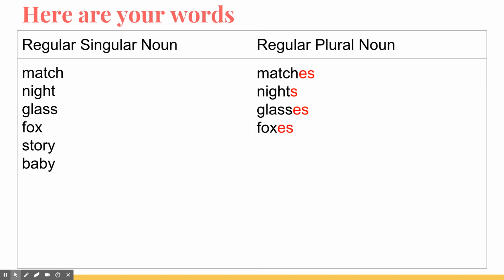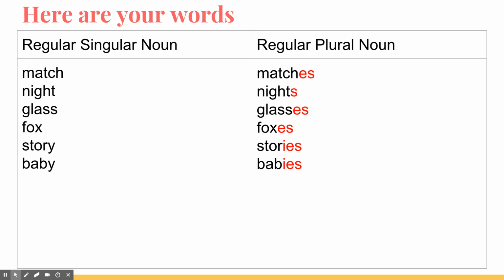Now, like we learned last week, when we have a Y on the end of a word, usually before we put something on to the end, we need to change the Y to an I, and we do that for plural nouns too. Story, we take off the Y, change it to an I, and add ES. So we spell stories this way. Baby, the plural form is babies. We do the same thing, change the Y to an I and add ES.